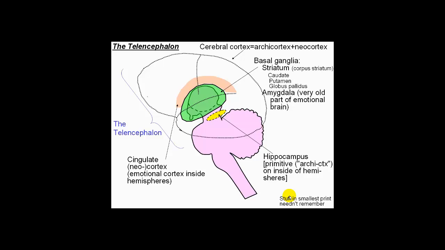Just at the inside surface of the cortex is a particular kind of cortex called the cingulate cortex, which is sort of emotional cortex. And so those are where all those things are. So everything above the brainstem is the telencephalon.